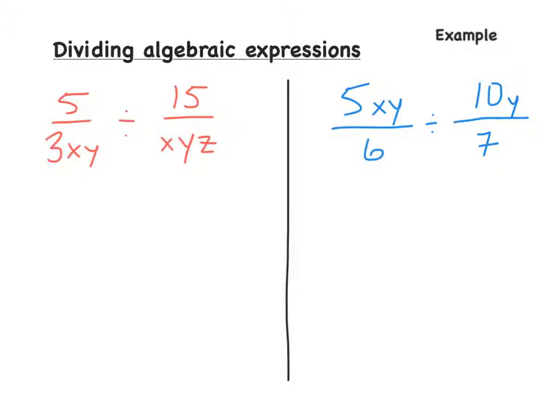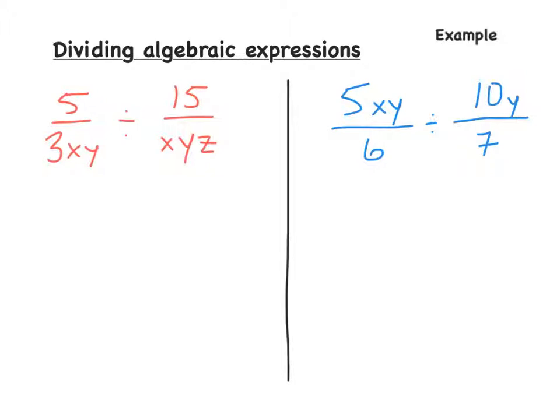So now we're going to be dividing some algebraic expressions. This is where cross-simplifying definitely comes into play. So if we have the first one, 5 over 3 times x times y divided by 15 divided by x times y times z. Remember, with these fractions, don't get freaked out because there are variables. Just think of how you're supposed to divide fractions. First thing you're supposed to do, find the reciprocal of the second fraction, and then multiply straight across.